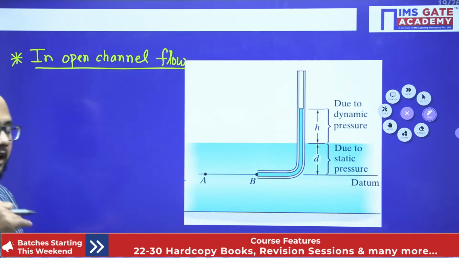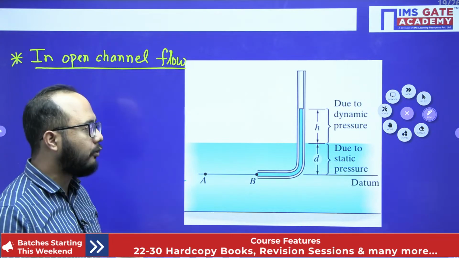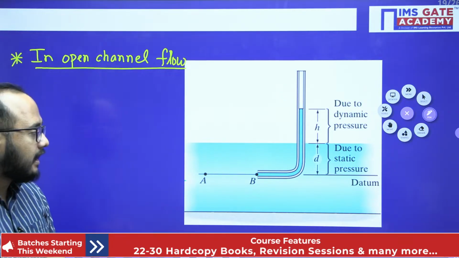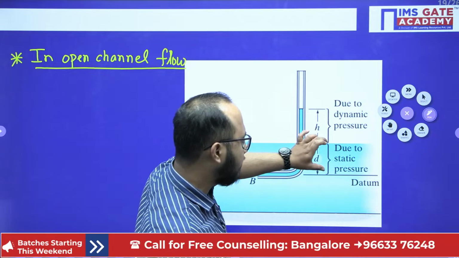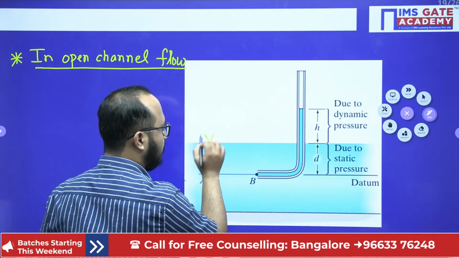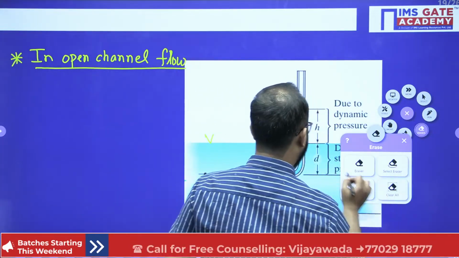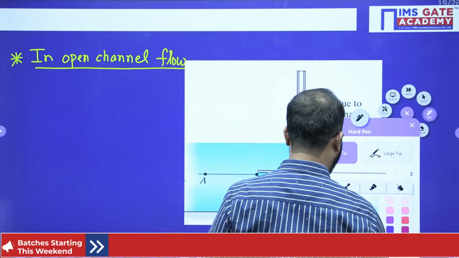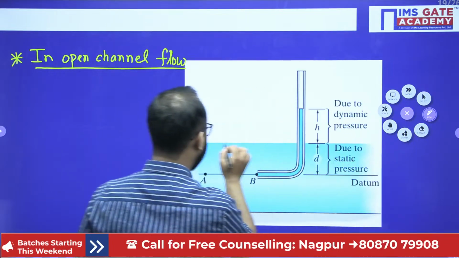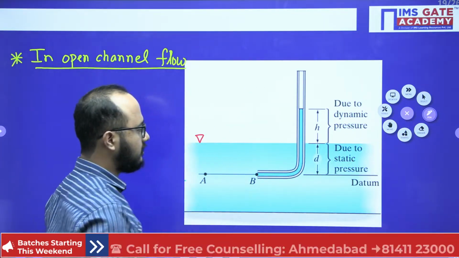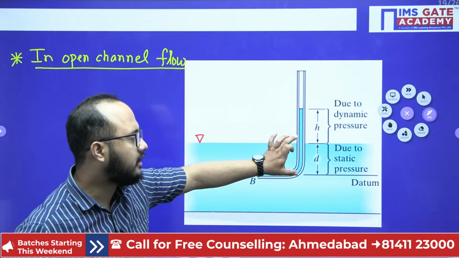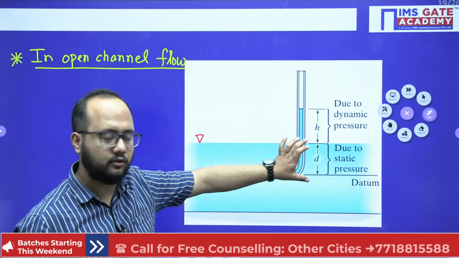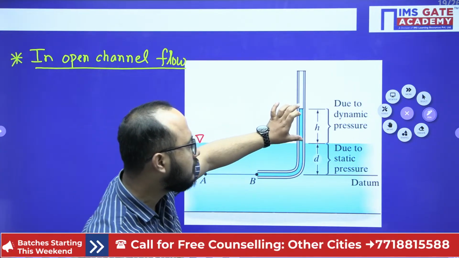Now coming back to the topic, in open channel flow, how will the Pitot tube work? See, this much head, let's suppose this is what we are having. So free surface, I hope everyone remembers the free surface point. This is the symbol of the free surface. Now this much will be due to static pressure, and this much will be due to dynamic pressure.